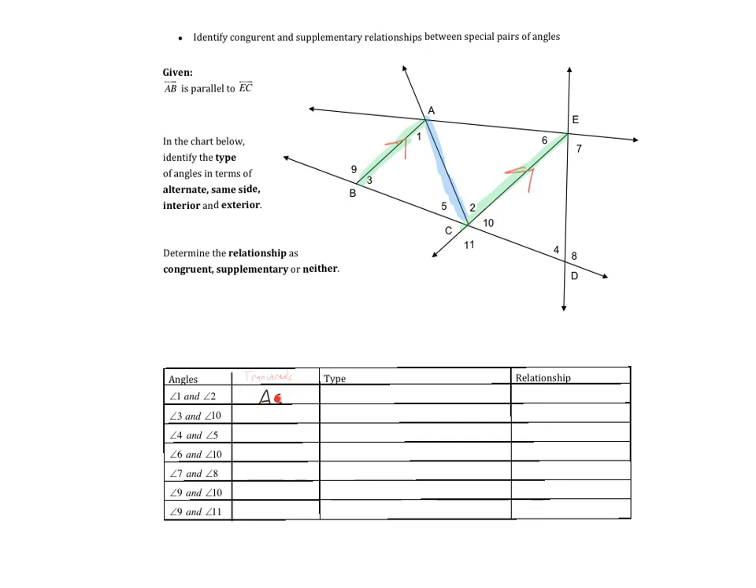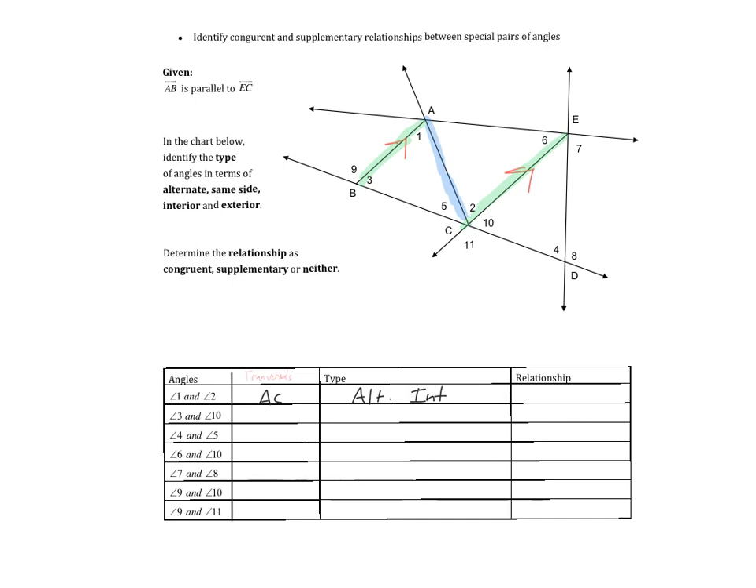This is the transversal. Now, what type of angles are these? Even if they weren't parallel, they would be alternate on different sides of the transversal, this ray that they share, and interior. So we would type down in here, alternate interior.